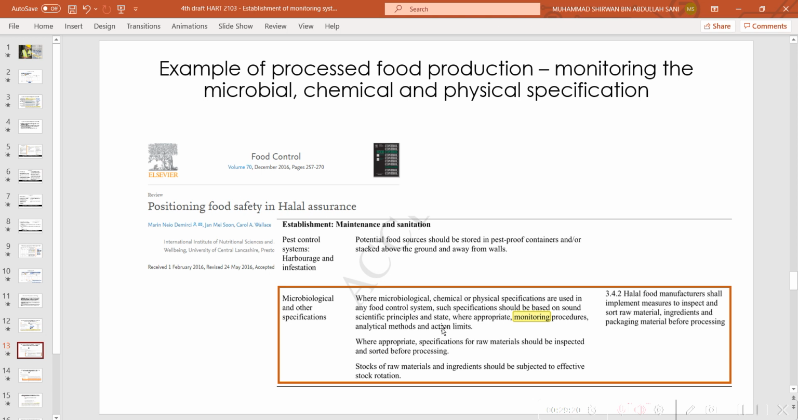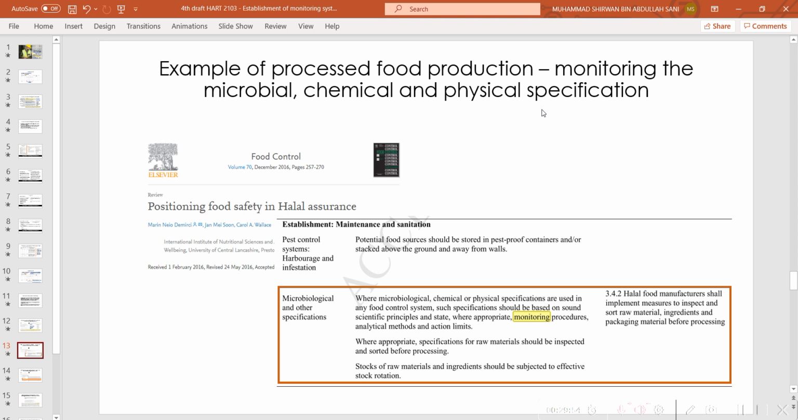Yeah. Another monitoring activity that we shall focus on, please check on the microbial growth, right? So this is an example of processed food production. We need to monitor microbial, chemical, and physical specifications. So sometimes on the chemical part, we might have a contamination from the ingredient that we have, or sometimes contamination coming from the processing aids. Yeah? And then some contamination might also be obtained from the physical specification.